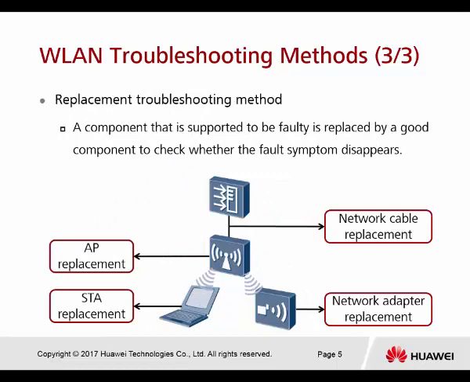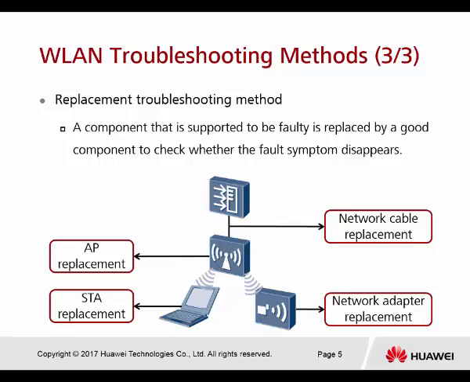Replacement troubleshooting method. A component that is suspected to be faulty is replaced by a good component to check whether the fault symptom disappears. We always do the troubleshooting from the low layer, not from the top layer. We're not going to touch the controller first, because it has a lot of very complex configuration. So we try not to touch the highest layer first. We try to use a different PC or laptop to test.